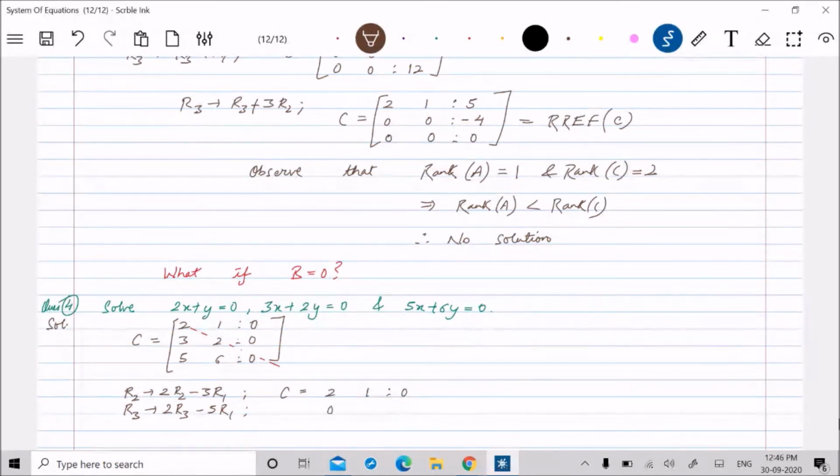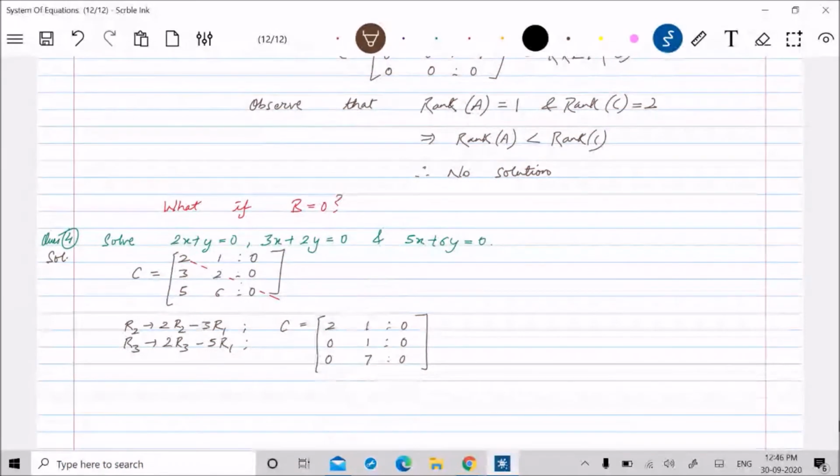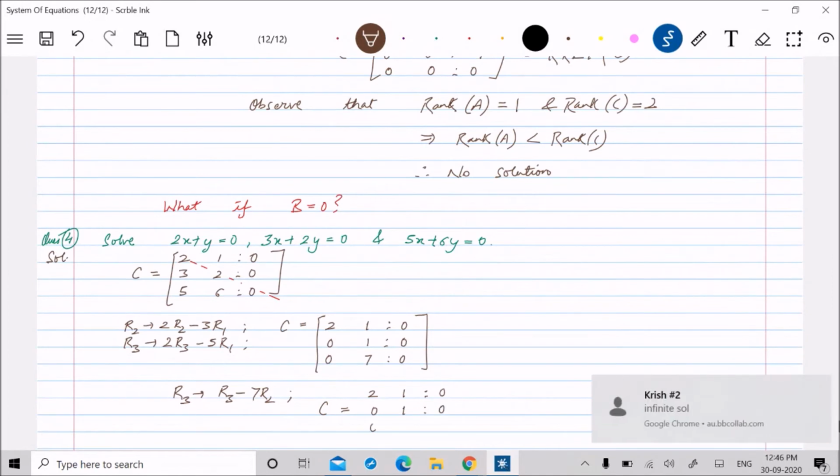2, 1, 0, this will be 0. 4 minus 3, 1, this will be 0. 10 minus 10 is 0, and 12 minus 5 is 7, and this will be 0. Now, still one more element is left which can be reduced to 0. So the operation will be R3 implies R3 minus 7 times R2. So you will get C equal to 2, 1 partition 0, 0, 1 partition 0, and 0, 0.